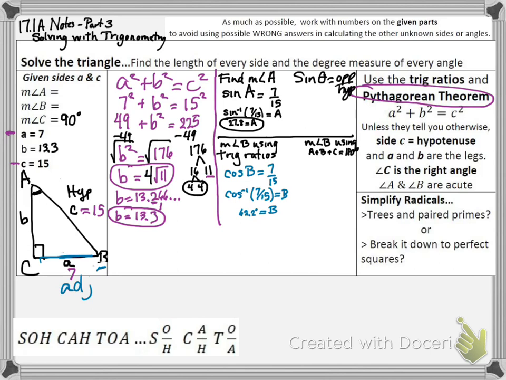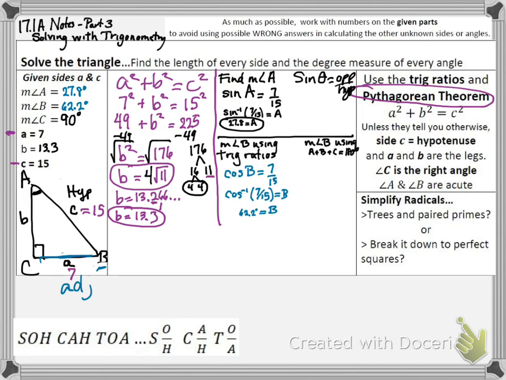I just got angle B, 62.2 degrees. I got angle A is 27.8 degrees. Don't forget to put the degrees on these answers. If you do a quick add with your calculator, you'll notice that 90, 62.2, 27.8 add up to 180 degrees. But we kind of knew that, didn't we? The angles of a triangle always add up to 180 degrees.